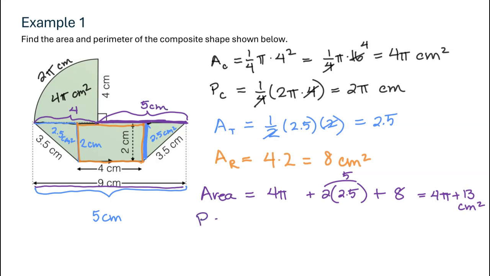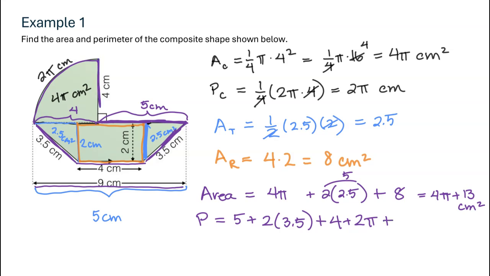So for the perimeter, we'll start there. We'll start with the 5 centimeters, and then we have the 3.5 for the triangle. Let's go ahead and just double that while we're at it. And we have the 4 for the base of the rectangle, and we have a 2 pi to get around the arc of that circle. And then I think maybe kind of easy to forget, but last but not least, is that 4 centimeters to get us back where we started. Which again, if you add up everything that doesn't involve a pi, I think I'm seeing 20 there. So I'm seeing 20 plus 2 pi.